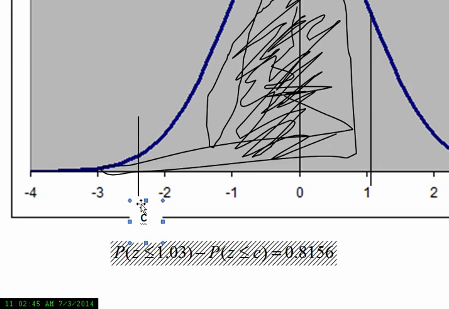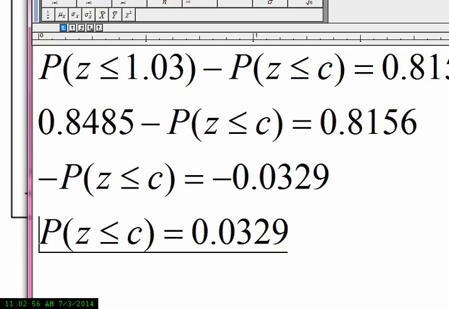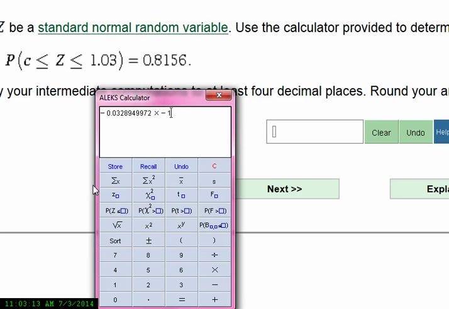All right, and so what we're going to do is say, well, if I know that the area to the left is 0.03, how can I get the C value? Well, there's another button on the ALEKS calculator that allows us to do that. I already had that 0.0329 in the ALEKS calculator, but it was negative, so I'm multiplying it by -1 to get rid of the minus sign.